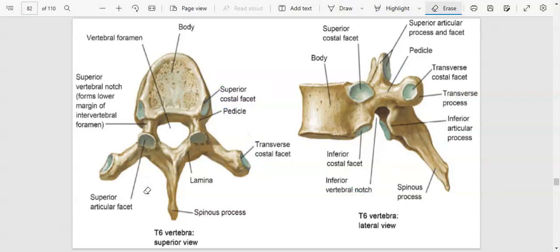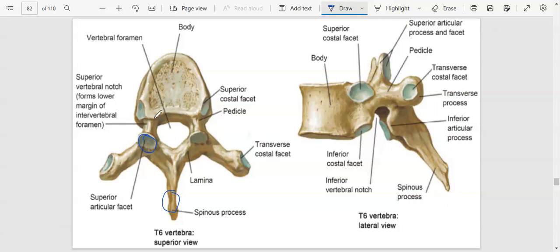Right. So we also have the superior articular surface or facet. Superior just means up. There we've got the spinous process also. They always have a spinous process. We also have the superior vertebral notch, which forms a lower margin of the foramen.